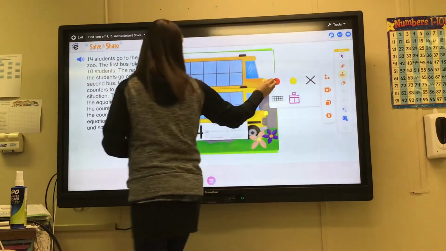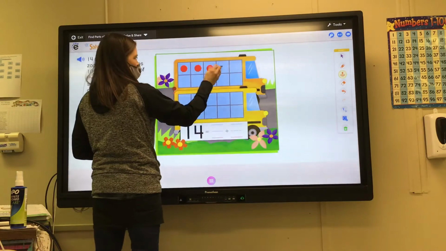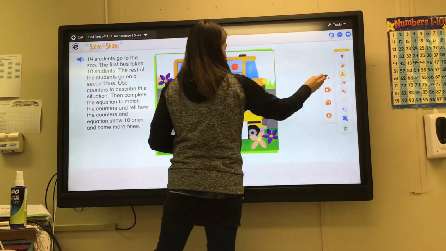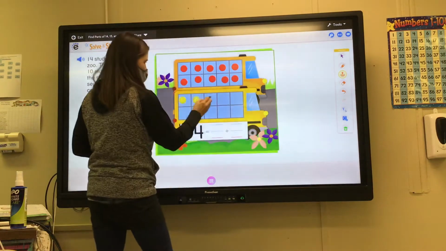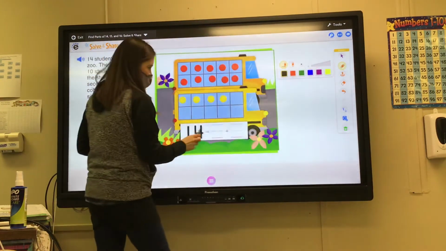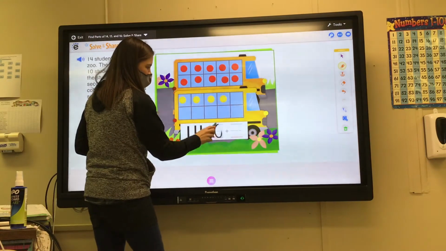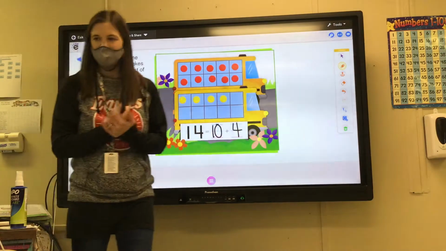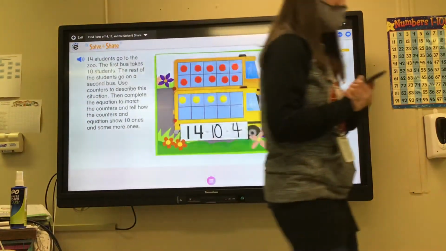So here's the number 14. So you drew 10 counters in the top 10 frame. How many counters are you going to draw in the next 10 frame? 4. So put 4 counters there. And 14 equals the top 10 frame plus the bottom. Alright, so we have them filled in. The top 10 frame has 10. The bottom 10 frame has 4 more, making 14. So 14 equals 10 plus 4. Okay, if your paper looks like that, turn to the next page.